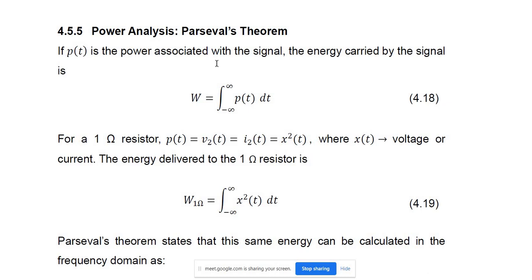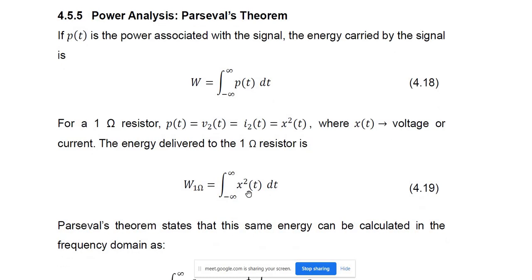Based on the Parseval theorems, there are a few formulas that you need to know. First of all, this is the power associated with the signal. The energy carried by the signal we call W, not omega. W equals the integration from minus infinity to infinity of p(t), where p(t) is the power associated with the signal. For a 1 ohm resistor, the formula is the integration from minus infinity to infinity of x(t) squared.